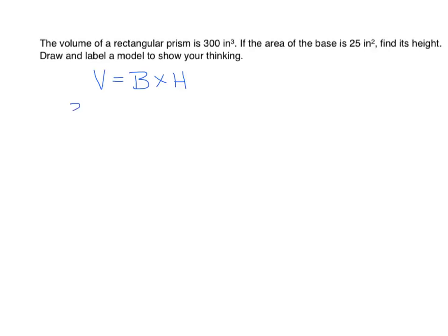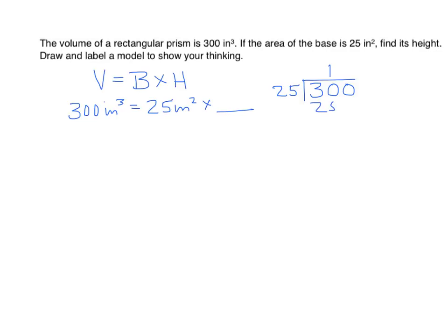We know the volume is 300 inches cubed. We know that the base is 25 inches squared. We don't know the height. Here we have a problem with a missing factor. When we have a problem with a missing factor, we use the inverse operation. The inverse of multiplying is dividing. So we'll now divide 300 divided by 25.